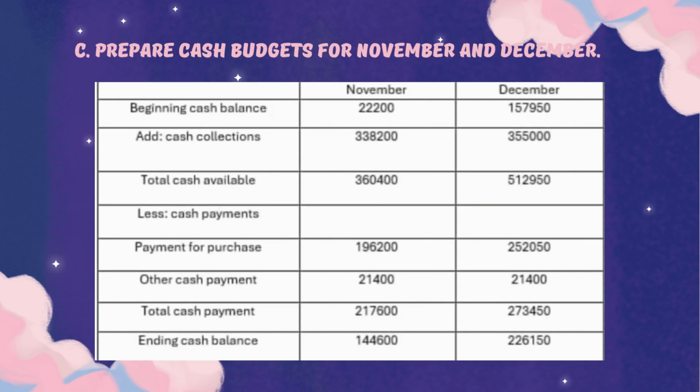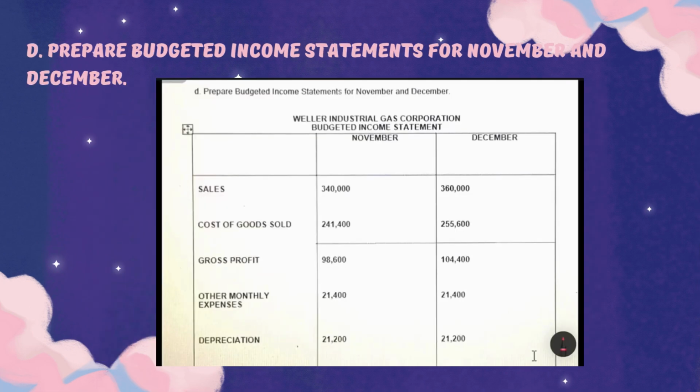After that, we have to less the cash payment, which includes payment for purchase and other cash payment. So the payment for purchase for November is 196,200, and for December is 252,050. After that, for other cash payment, November and December have the same amount, which is 21,400. After we sum the cash payment, the total cash available minus the total cash payment, so we get the ending cash balance, which for November is 142,800, and for December is 224,350. So now we move to question 1D.